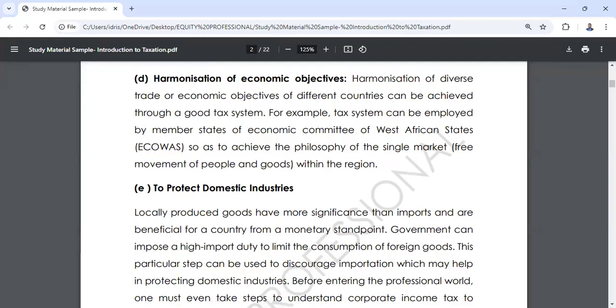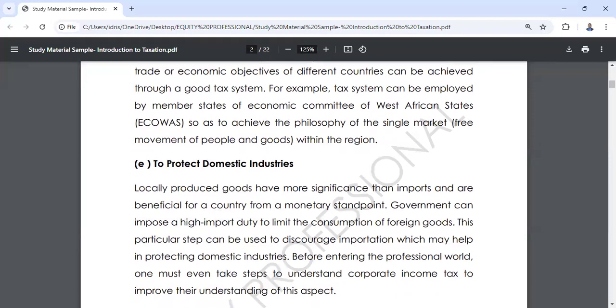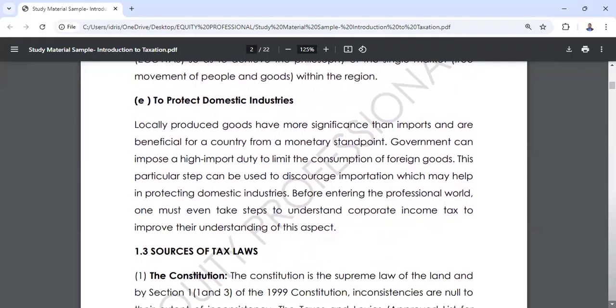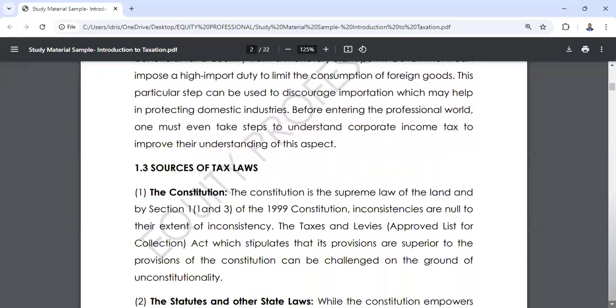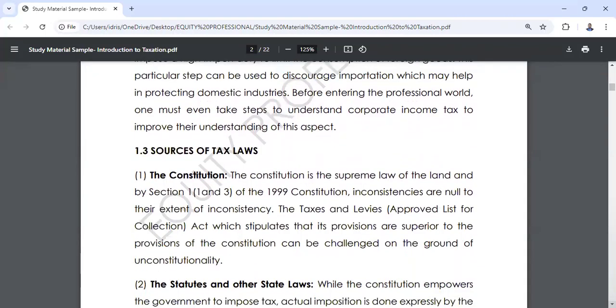Now, those are the objectives why government collects tax. You may be asked, what are the reasons or objectives why government collects tax? To generate revenue, redistribution of income and wealth, to protect local industry, to manage the economy. Another one, to discourage consumption of harmful goods. To discourage what? Consumption of harmful goods.